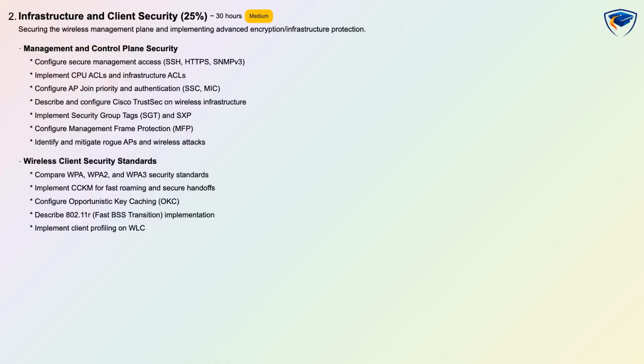You will also learn to deploy Cisco TrustSec, security group tags and SXP, compare WPA, WPA2 and WPA3, and implement roaming enhancements such as CCKM, opportunistic key caching and 802.11r.